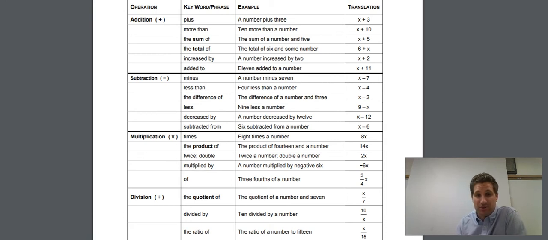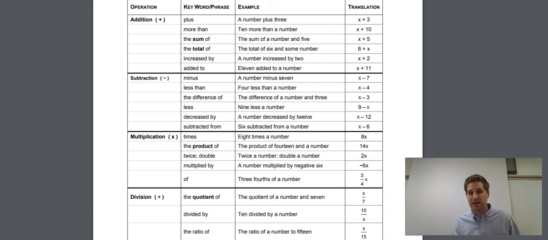Added to, obviously that probably means addition. Subtraction, we have minus, less than, taking away. A great word is the difference of two things. How different are they? Is kind of a root word with that. Less, we could take it away.